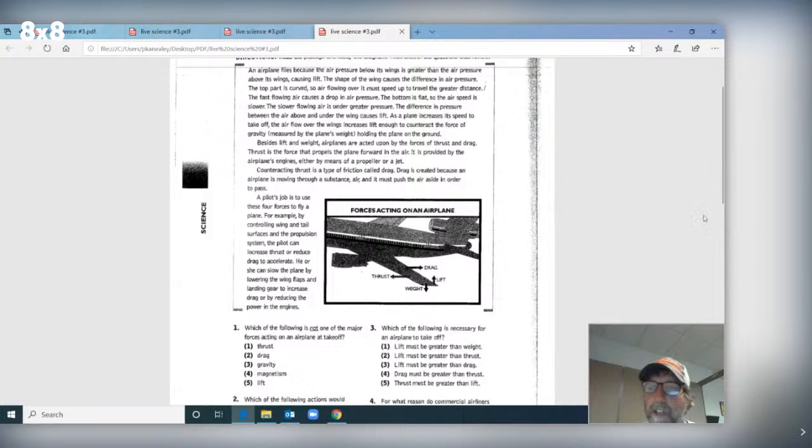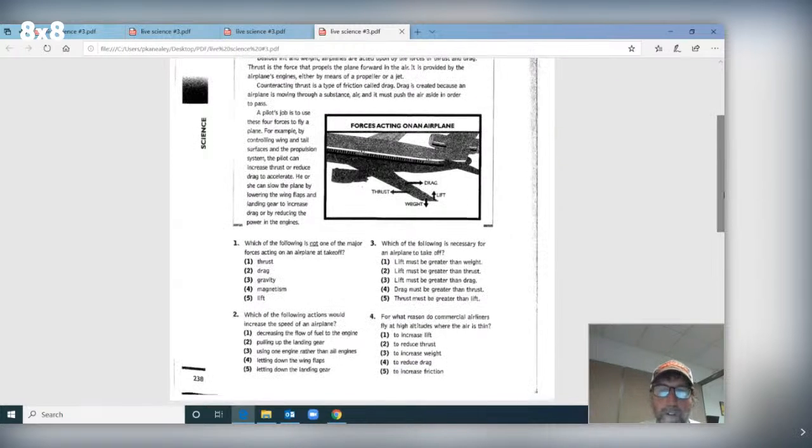Okay, and the last one would be number 4. For what reasons do commercial airlines fly at higher altitudes where the air is thin? Okay, and that one you could probably figure out. The thinner the air, the less drag there's going to be. Okay, as you get higher up, the air gets thinner.